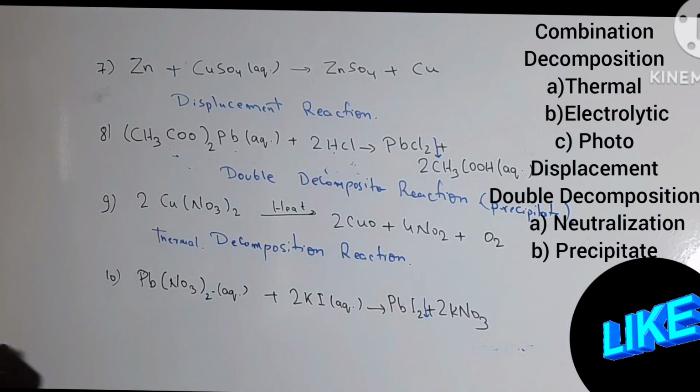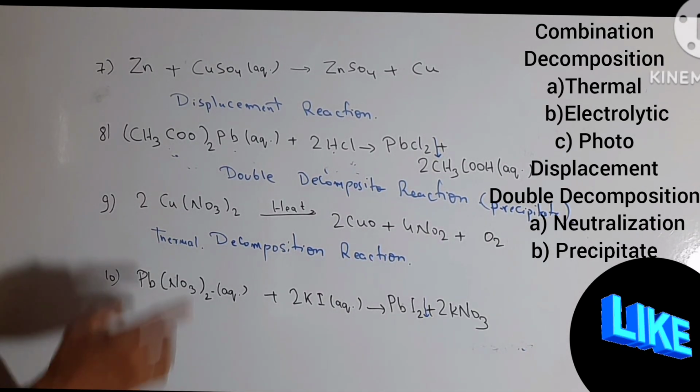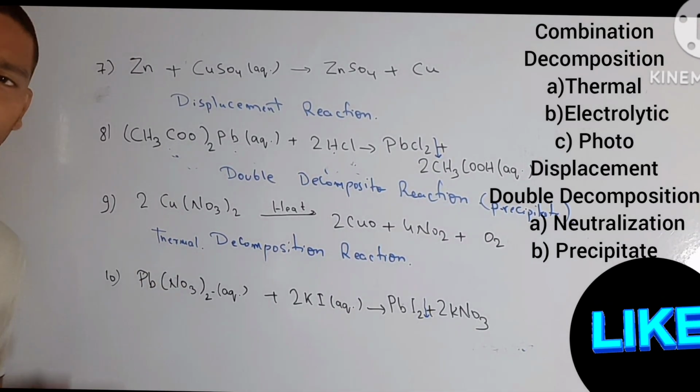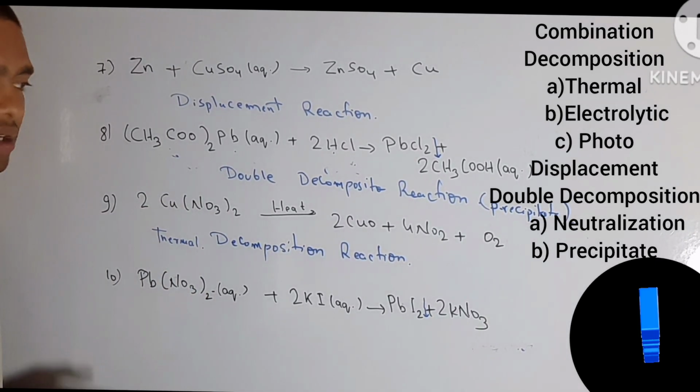Precipitate reaction. In a double decomposition, it's a precipitate reaction. Sir, they will not give you the down arrow. No, in some of the cases you have to identify whether it's a soluble salt or an insoluble salt. So how? You have to read that from there. In some of the cases they will give you.